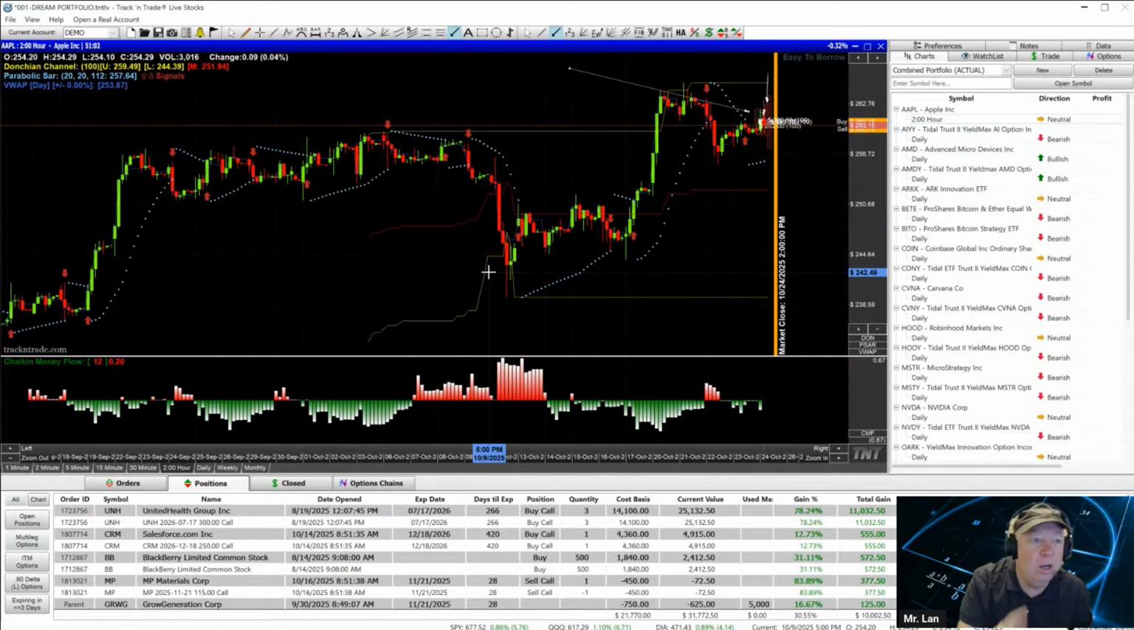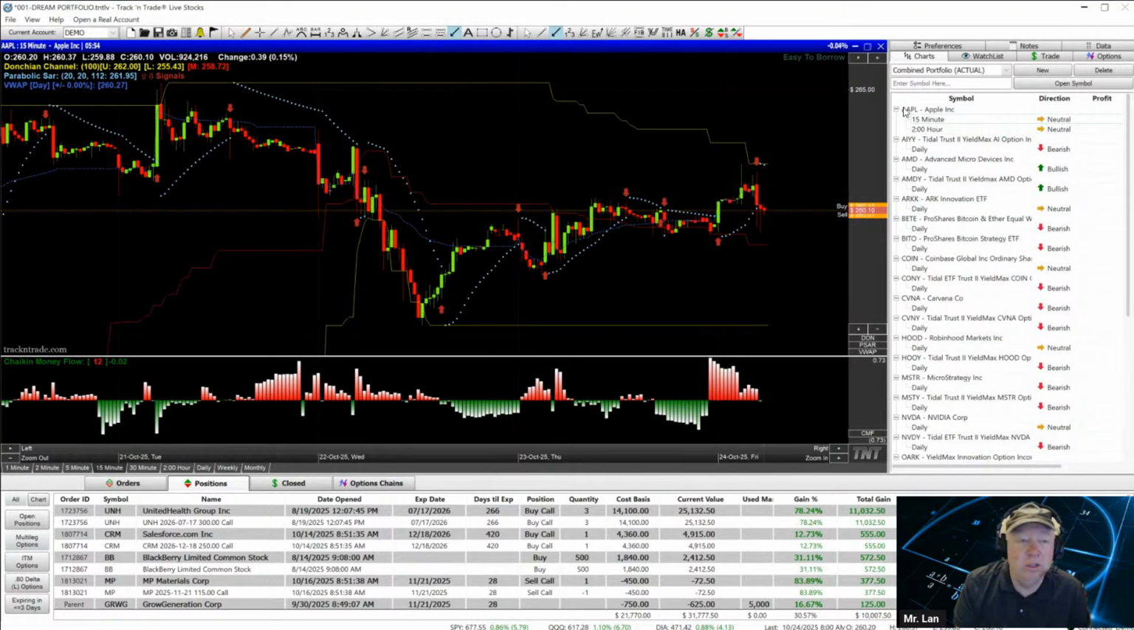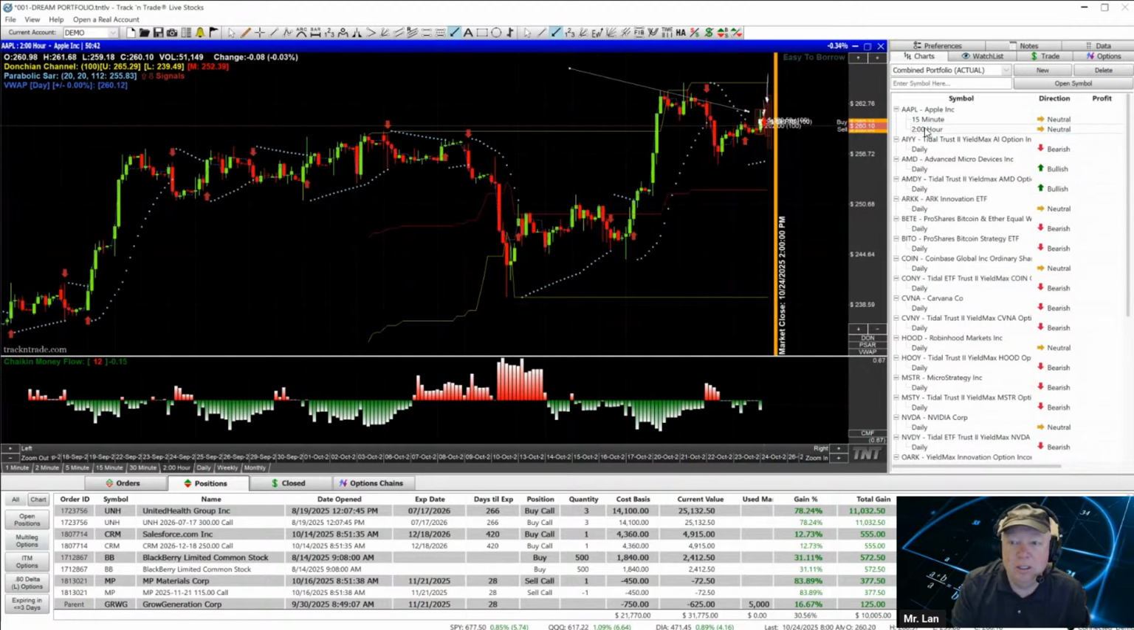Now, what if I want 2 charts of Apple? I come over here to this window, right click on it, and I open up a 15-minute chart. Now you'll notice over here in the right-hand window, I have 2 charts. I have a 15-minute chart, and there's no drawing on it. Why? Because it's a different chart of Apple on a 15-minute time frame. My 2-hour chart is still there, and it still has all the drawings I had on that chart.